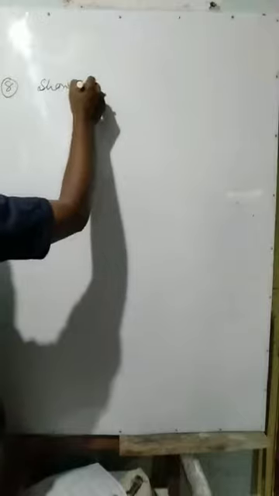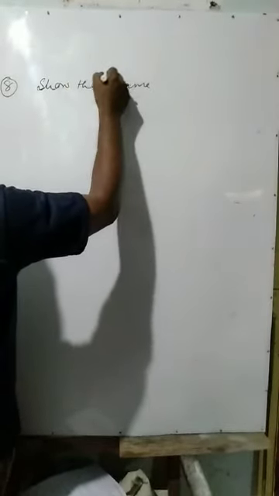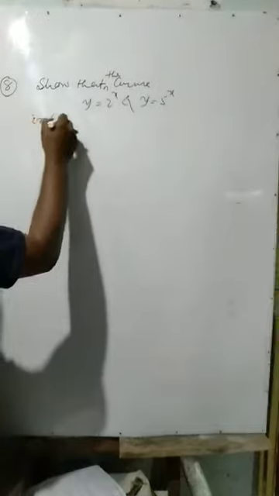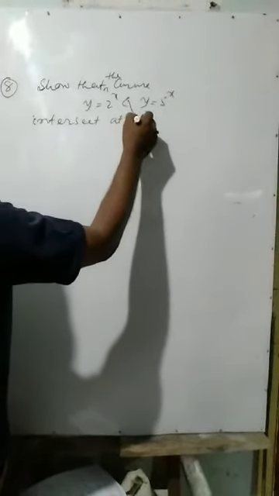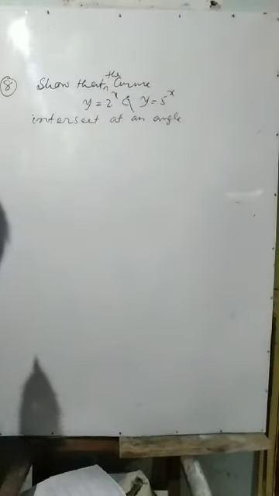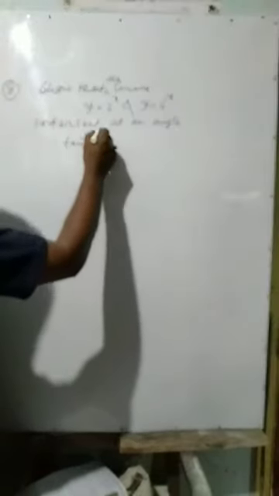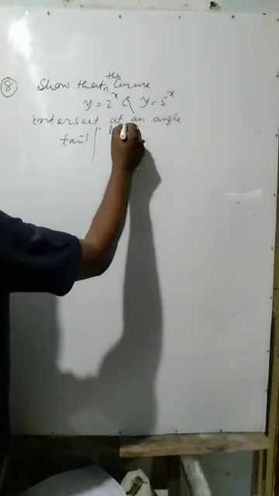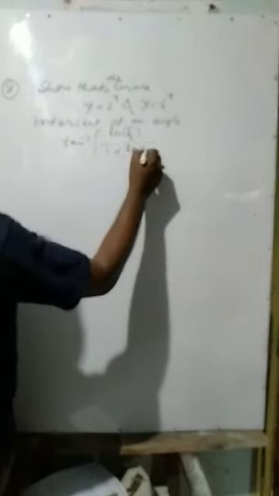Here is question number 8 from the exercise. Show that the curves y equals 2 to the power x and y equals 5 to the power x intersect at an angle tan inverse of log 5 by 2 divided by 1 plus log 2 into log 5.